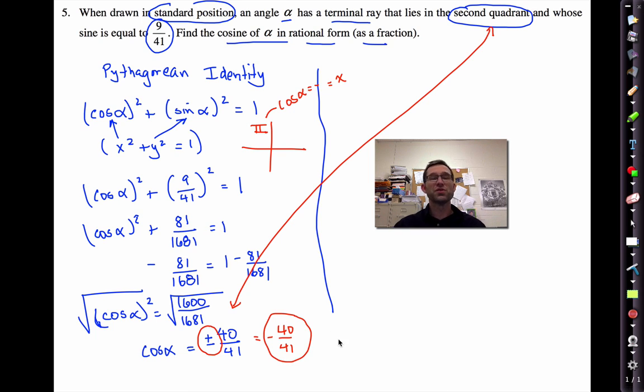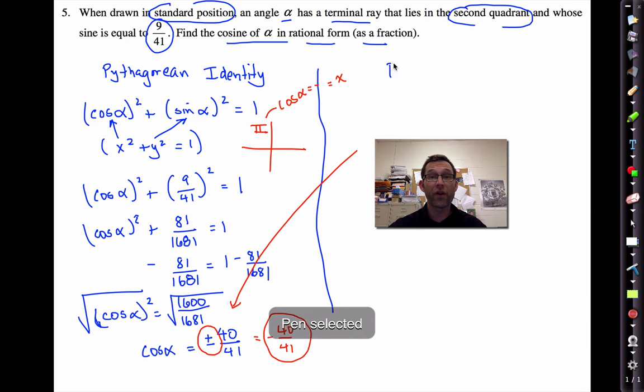All right, that's using the Pythagorean identity. Now, let's do what's going to appear to be a little bit different, but really is the same.